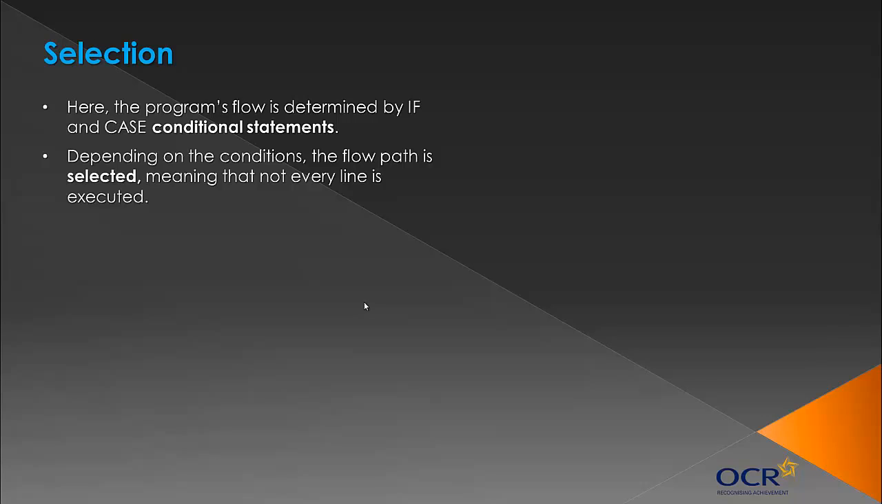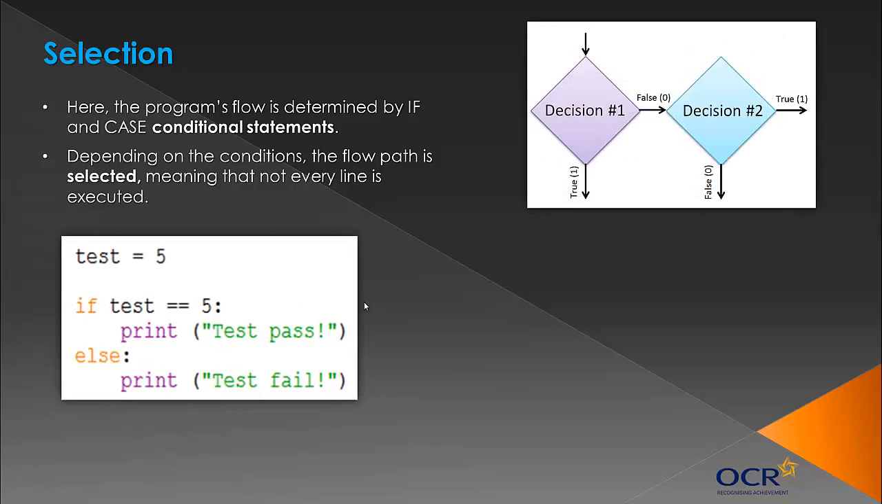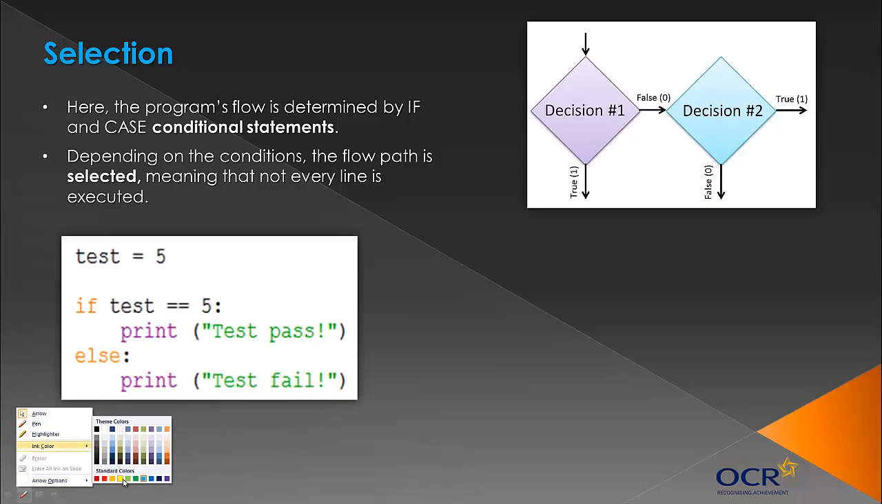I mentioned before that in sequence every line is executed. In selection, not every line is executed. Some lines are chosen to be executed. So if we first look at a flowchart representation, I apologise for the white background, but it doesn't really matter necessarily.